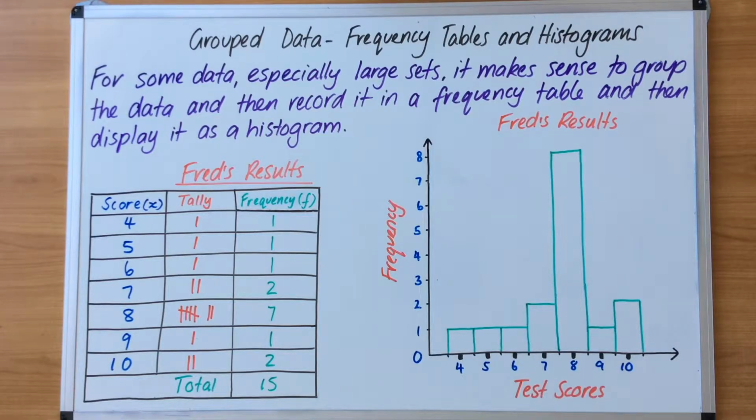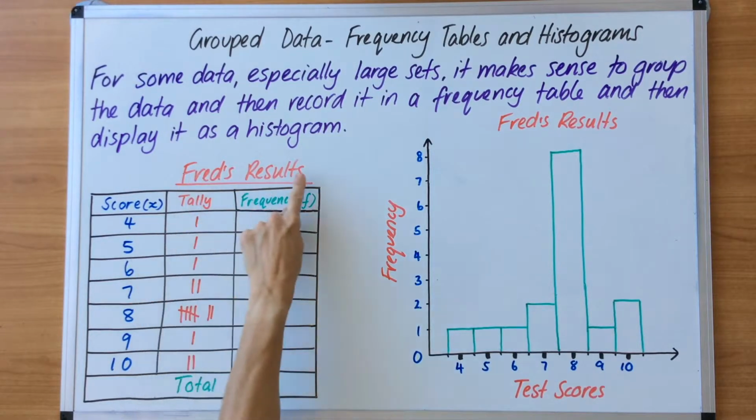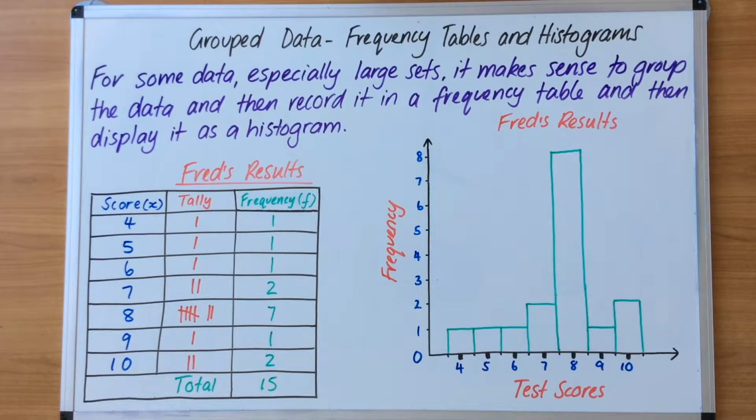When you are displaying data like this, you have to have a title, which is essential. So at this point, we've got Fred's results. And again, I have put this in a context of spelling results. So again, the score is the possible achievements or possible results he could get. The tally tells you how many times he achieved that particular score. And the frequency is adding up the tally and putting it in numerical digits.